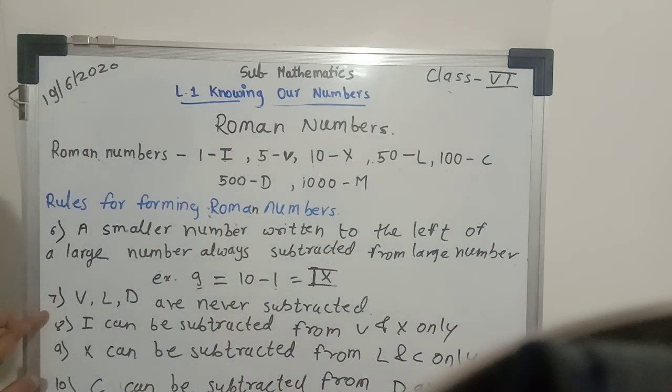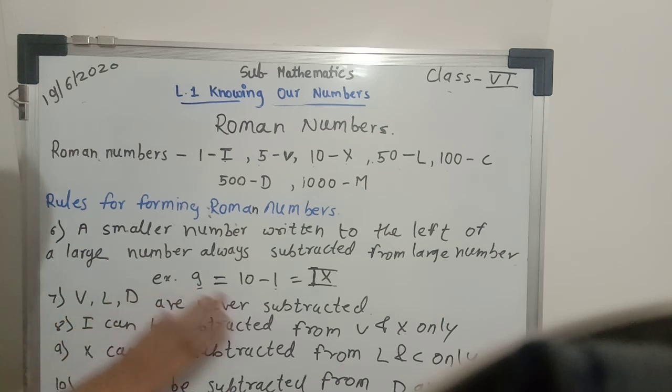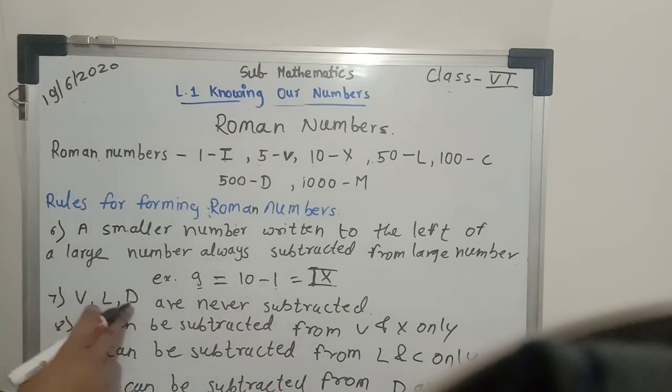Now let's see the next rule. Capital V, capital L and capital D are never subtracted. It means we can't subtract these Roman numbers from other Roman numbers. We can subtract those other Roman numbers from them, but we can't subtract these Roman numbers from the other Roman numbers.